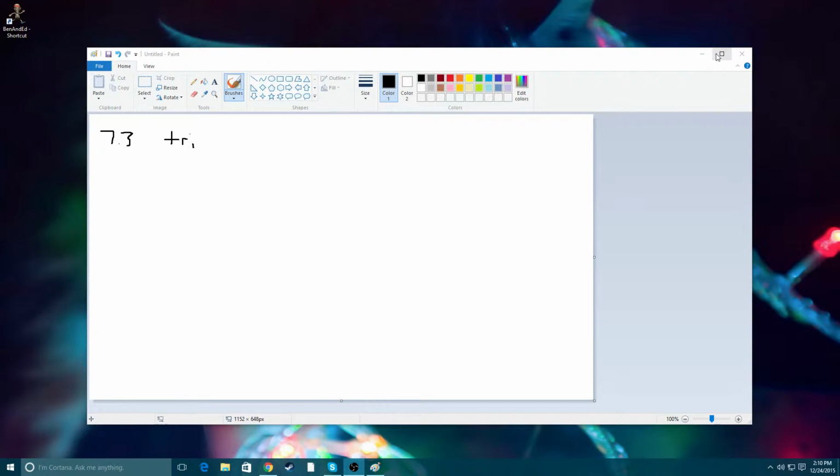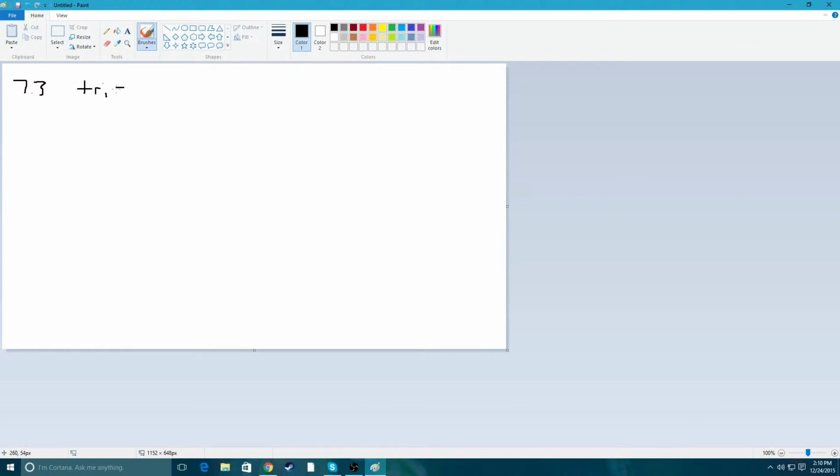Okay, so this is 7.3. This deals with the trig ratios. And there are three trig ratios. We have the sine, cosine, and tangent.